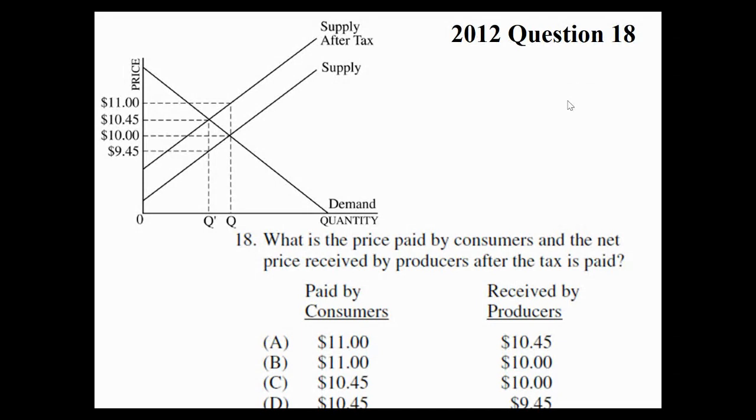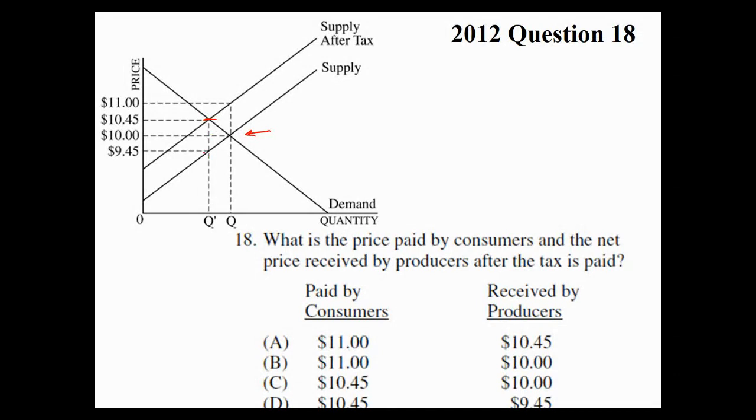Let's take a look at this one here. This is from 2012. This one says, what is the price paid by consumers and the net price received by producers after taxes are paid? So what is the price that the consumers are paying? If we take a look, we were here, at $10. Now the consumers are paying right here at $10.45.